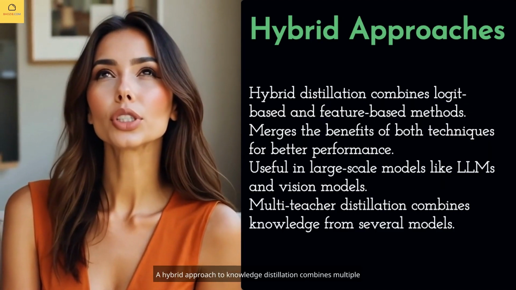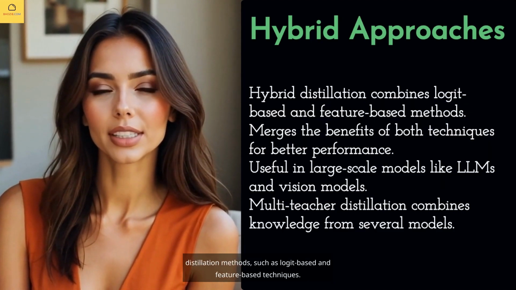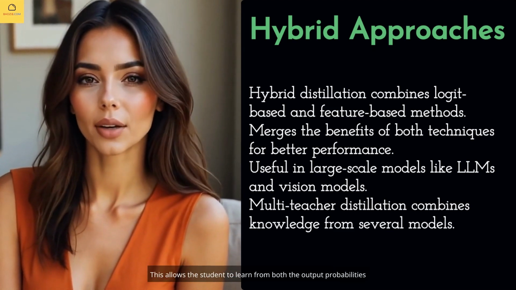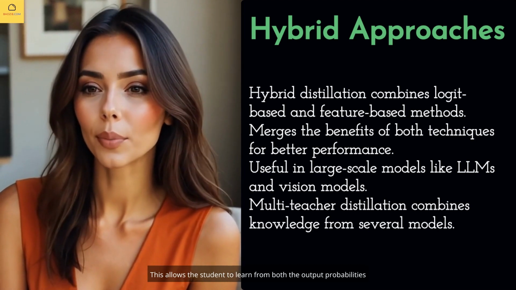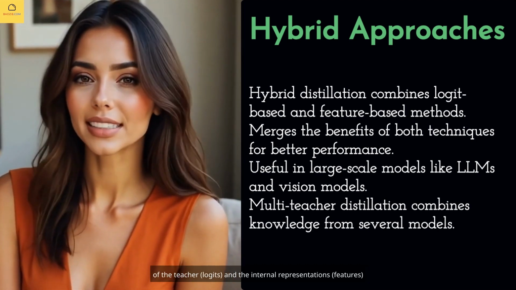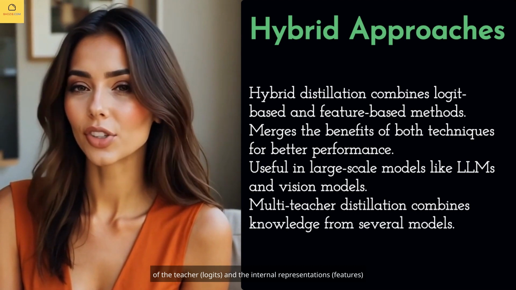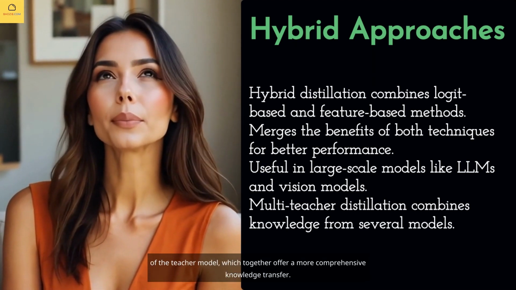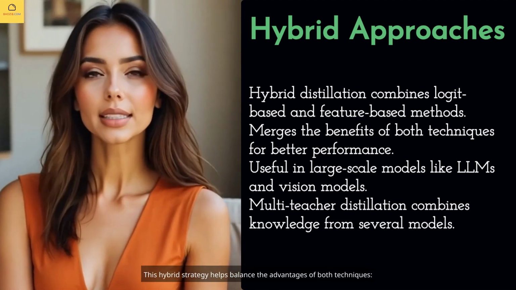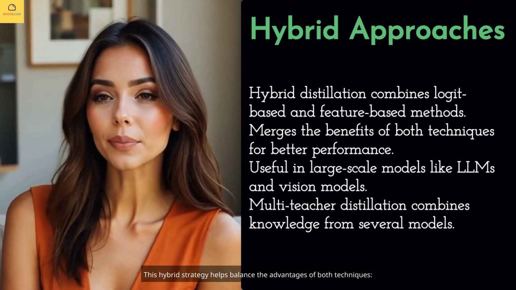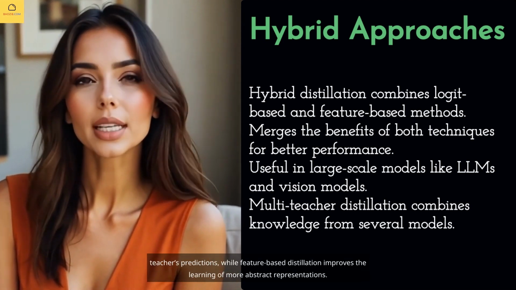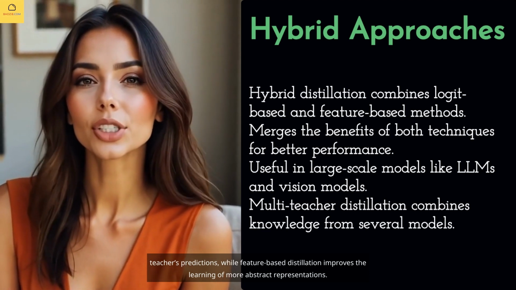A hybrid approach to knowledge distillation combines multiple distillation methods, such as logit-based and feature-based techniques. This allows the student to learn from both the output probabilities of the teacher, logits, and the internal representations, features, of the teacher model, which together offer a more comprehensive knowledge transfer. This hybrid strategy helps balance the advantages of both techniques. Logit-based distillation ensures the student is aligned with the teacher's predictions, while feature-based distillation improves the learning of more abstract representations.